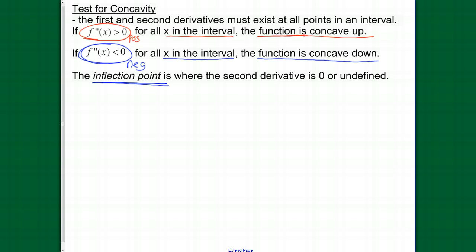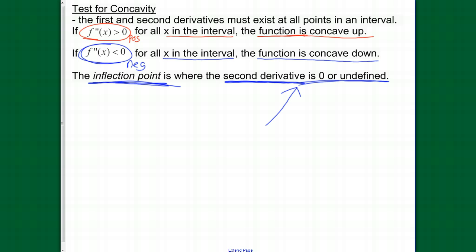Where does it change concavity? That was the inflection point. So just like we talked about with the critical numbers, the inflection point is where it's changing concavity. We're dealing with the second derivative. To get the inflection points, we're looking at the second derivative equaling 0 or an x value where the second derivative is undefined. The question is going to be asking, here's a function, what are the inflection points? What are the intervals where it's concave up or down? And so we need to find those inflection points when the second derivative is 0 or undefined.